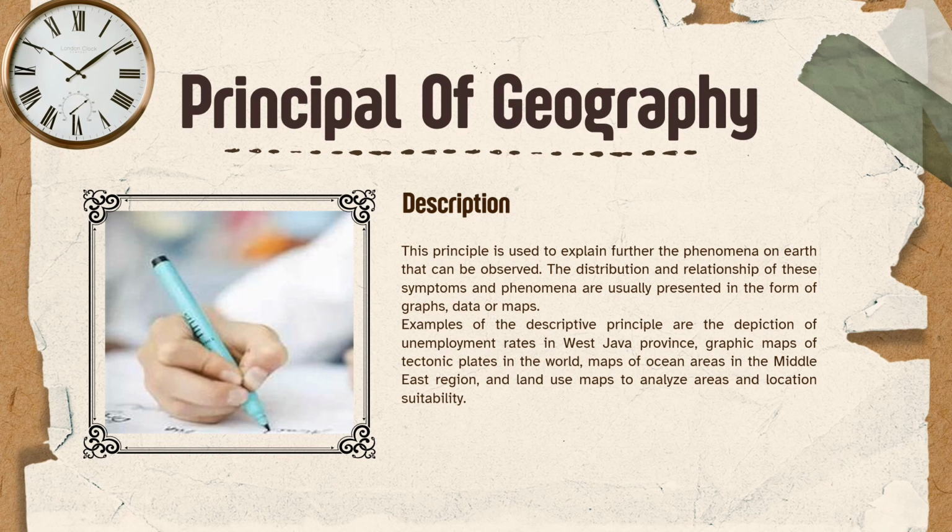Examples of the descriptive principle are the depiction of unemployment rates in West Java province, graphic maps of tectonic plates in the world, maps of ocean areas in the Middle East region, and land maps to analyze areas and locations.